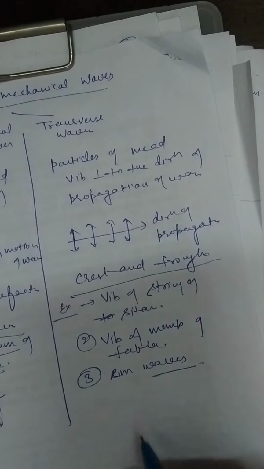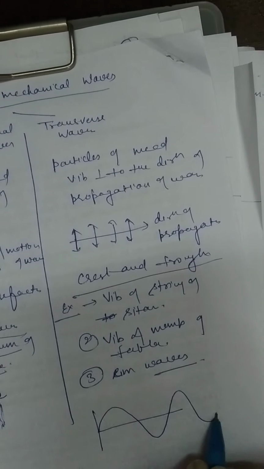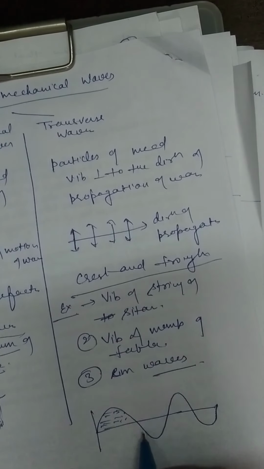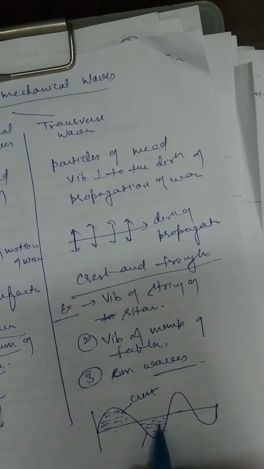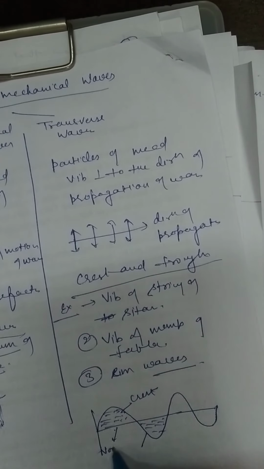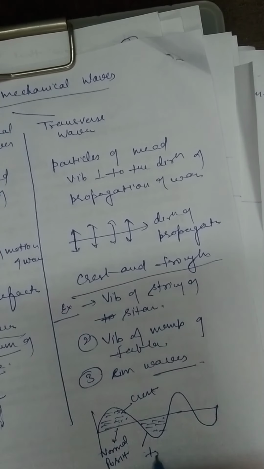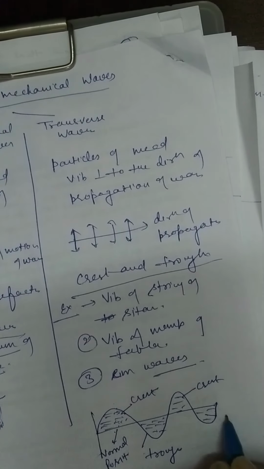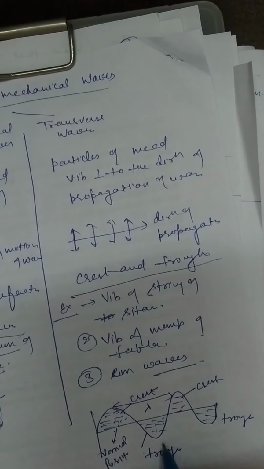So what do you mean by crest? Crest is a portion of the medium which is temporarily raised above the normal position. This is crest, right? And this is a portion which is depressed temporarily below the normal position. This is the normal position of the medium, right? This is trough. Then it is crest. Every crest is followed by trough. This is also trough. And what is the distance between two consecutive crests? It is lambda. And what is the distance between two consecutive troughs? It is lambda.